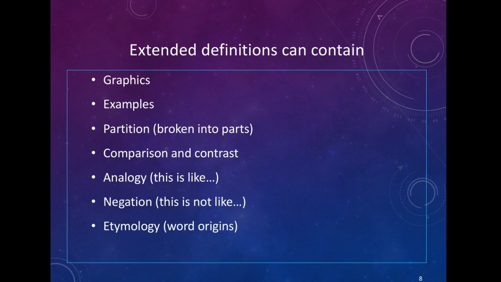And you can certainly do more than one. You might break the item into partitions and provide examples and have graphics. You might do comparison contrast, examples, and graphics. You might do an analogy and a negation. You might do an etymology, graphics, and examples. So you can use a combination of these items.